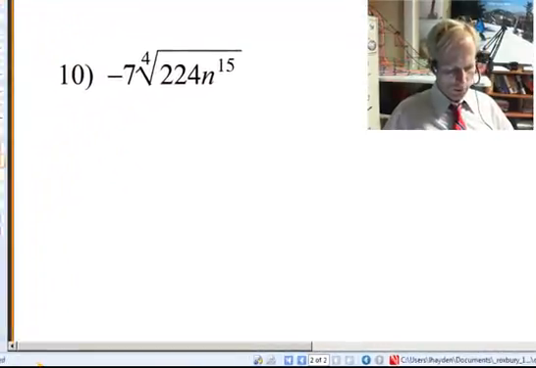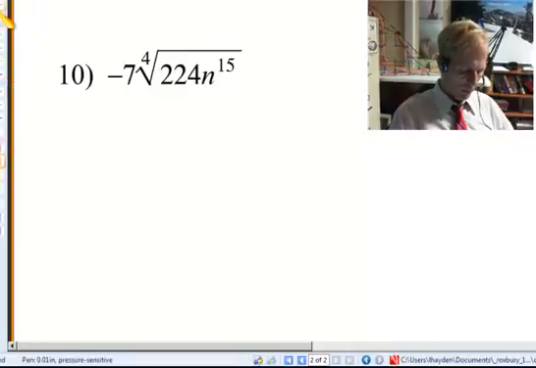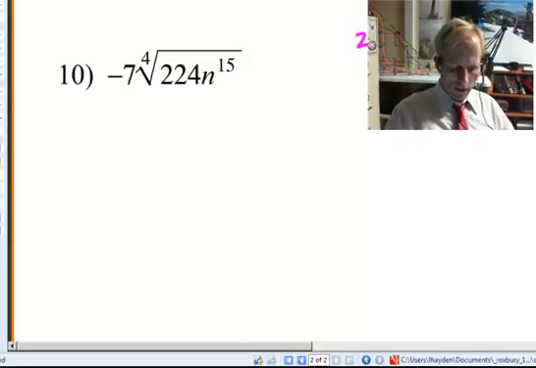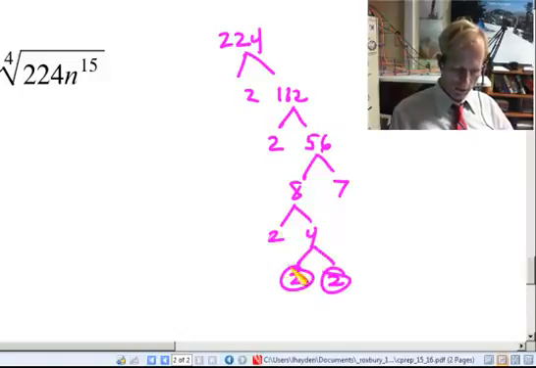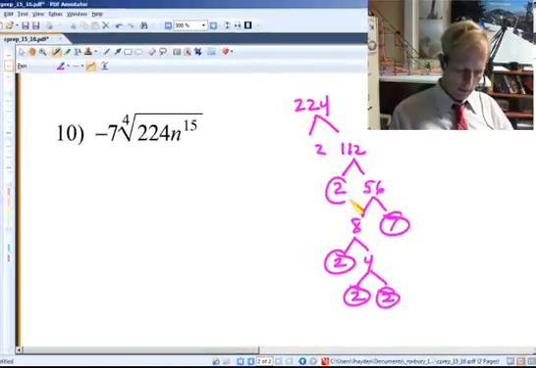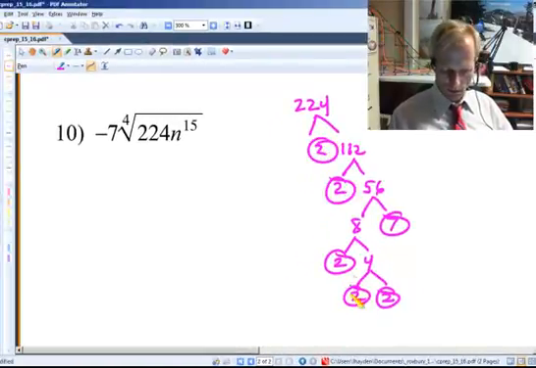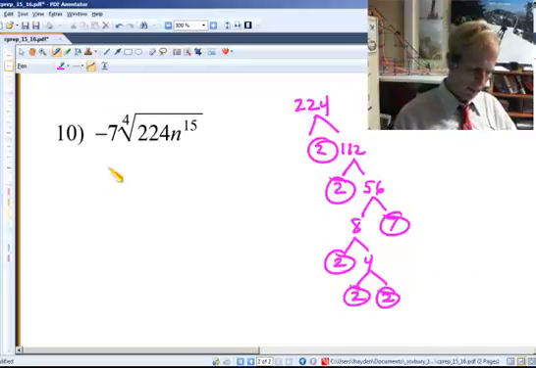Alright, 224 n to the 15th and the 4th root of that. So let's see. Okay, let me do the 224 first. So that breaks down into 2 and 112, which is 2 and 56, which is 8 and 7, which is 2 and 4, and that's 2 and 2. So how many 2's do I have? I have 1, 2, 3, 4, 5, 6 2's and a 7.